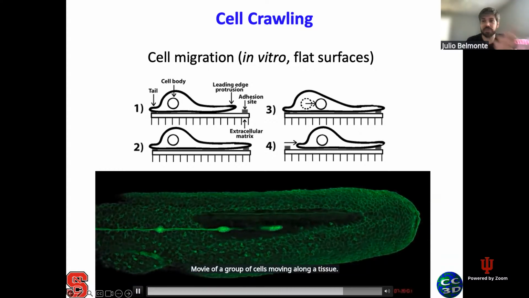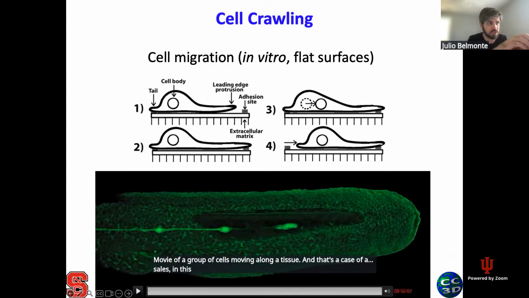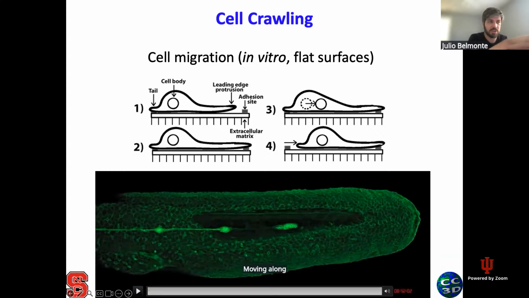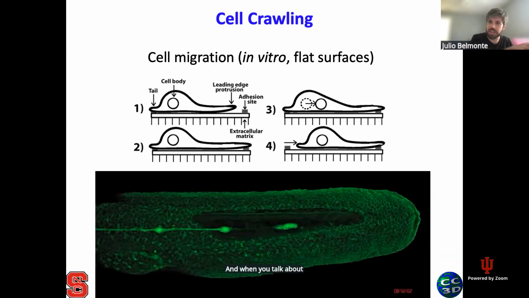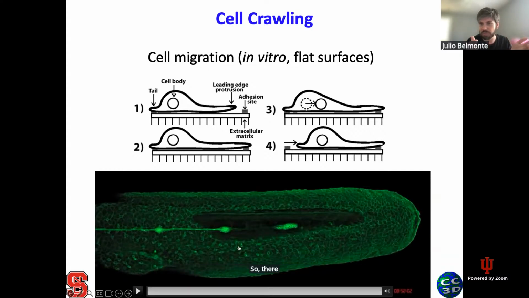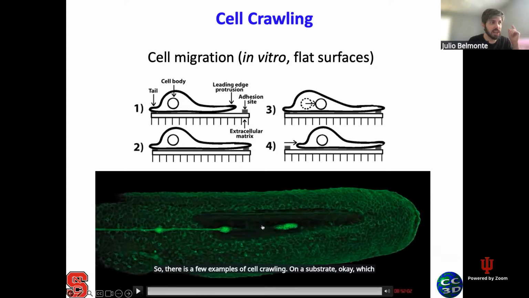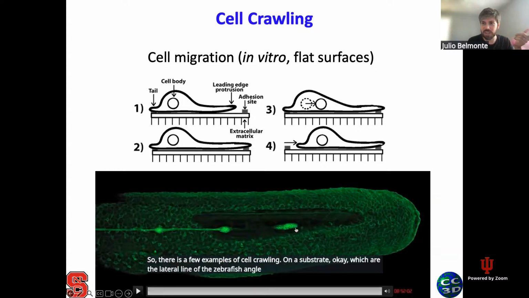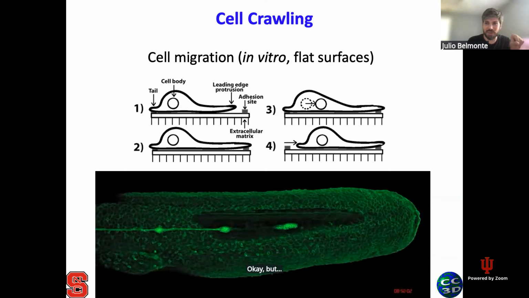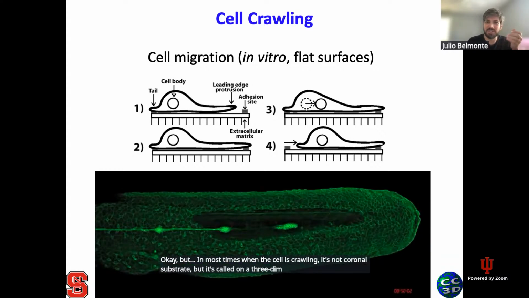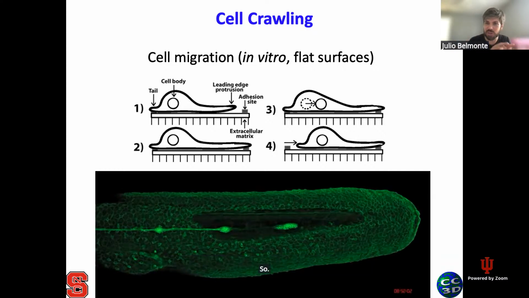On the bottom here, you just see a movie of a group of cells moving along a tissue. That's a case of a bunch of cells moving along a substrate, okay? And when you talk about cell crawling, we usually mean that, right? There are a few examples of cell crawling on a substrate, where the lateral line of the zebrafish is a clear case where this happens. But most of the time, the cell is not crawling on a substrate, but in a three-dimensional environment.